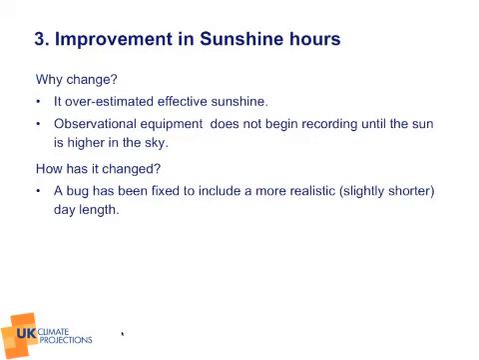Moving on to sunshine hours, the original weather generator estimated daily sunshine producing values from the moment the sun rose above the horizon. This overestimated effective sunshine because observational equipment does not begin recording until the sun is higher in the sky. To deal with this, modifications were made to include a more realistic and slightly shorter day length. Version 2.0 now more accurately reflects how sunshine has been measured in the observations.